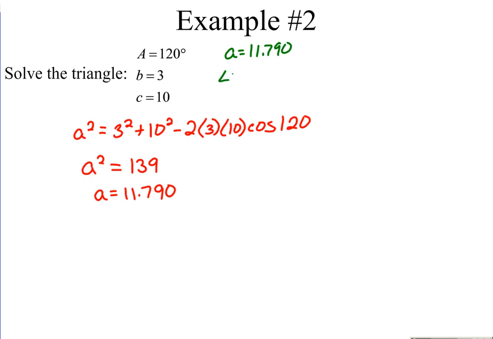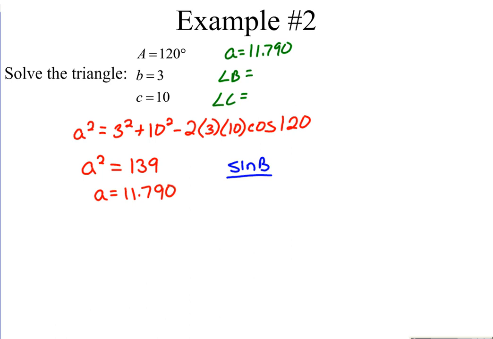We also need to find angle B and angle C. We now can go to law of sines. You should never have to use law of cosines more than once in any problem. It's a little bit more of a cumbersome formula to use, but you should only have to use it one time. We're going to find angle B next.